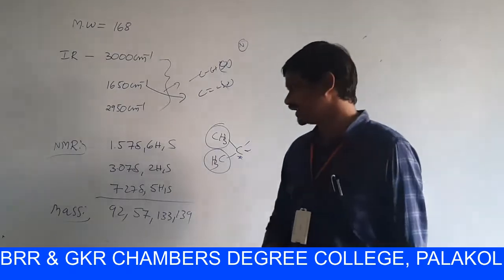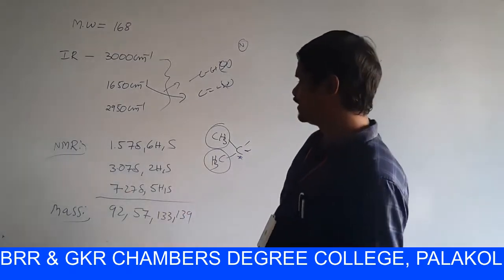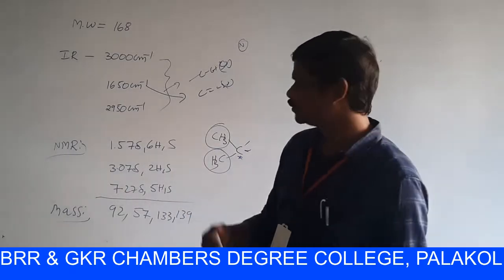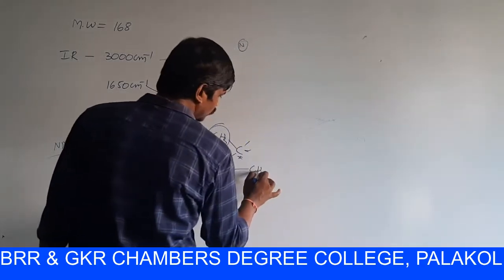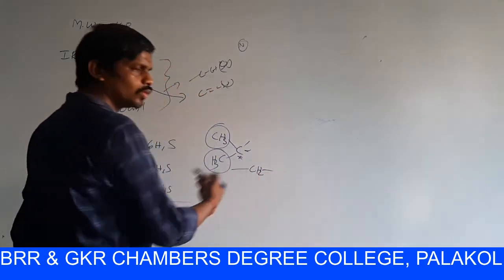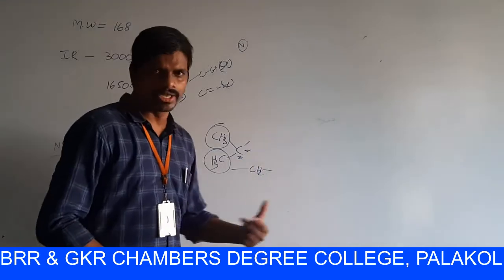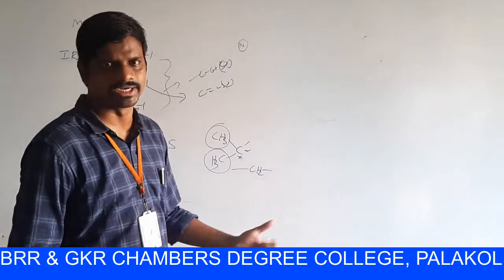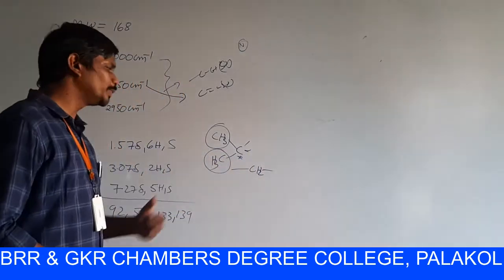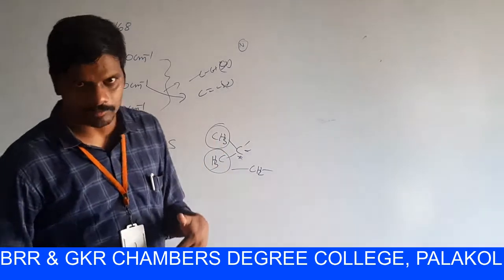Now the second NMR data is 3.07 delta, 2 hydrogen singlet. A 2 hydrogen singlet means the CH2 group is attached to two other groups, and those two groups do not have any hydrogens. Only then does it produce a singlet. So the CH2 group is present in our organic molecule.